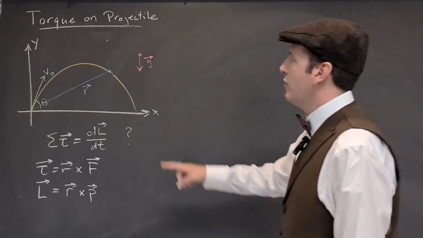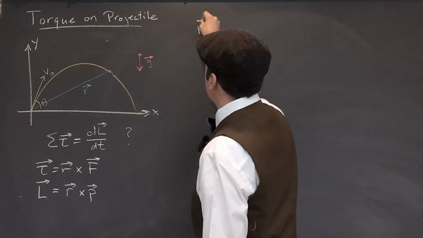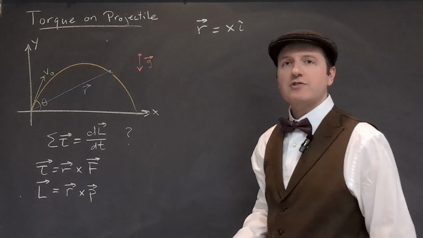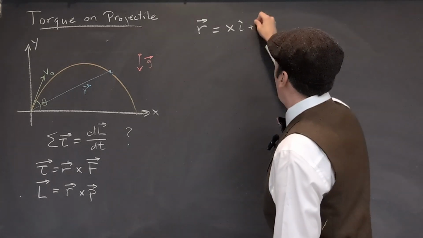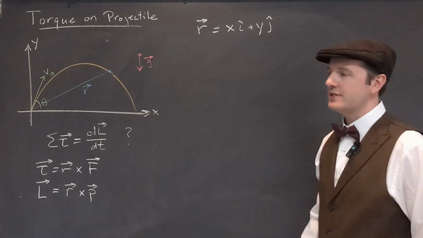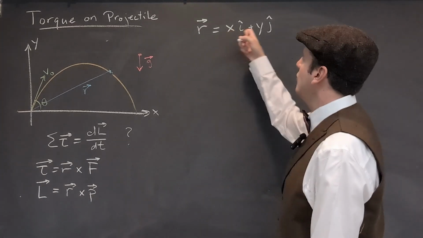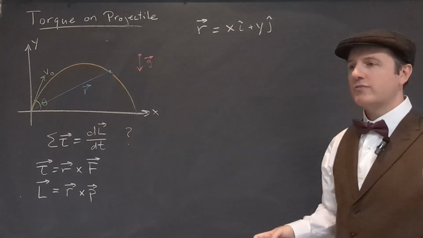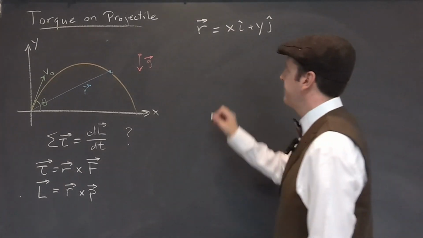First off, notice that we can always write the position vector as just x in the horizontal direction, I'll call that i hat, plus y in the vertical direction, I'll call that j hat. There is no z component here. And we know what these x and y components are from kinematics. So I'll go ahead and write those down. We've done that before.